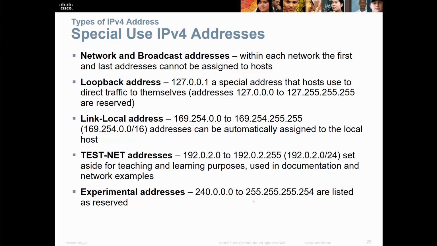We have a TEST-NET address, which is set aside for teaching and learning purposes, and that's going to be anything in the 192.0.2.0 range through 192.0.2.255. And then lastly, we have the experimental addresses, which is anything above 240.0.0.0 and the remaining addresses.